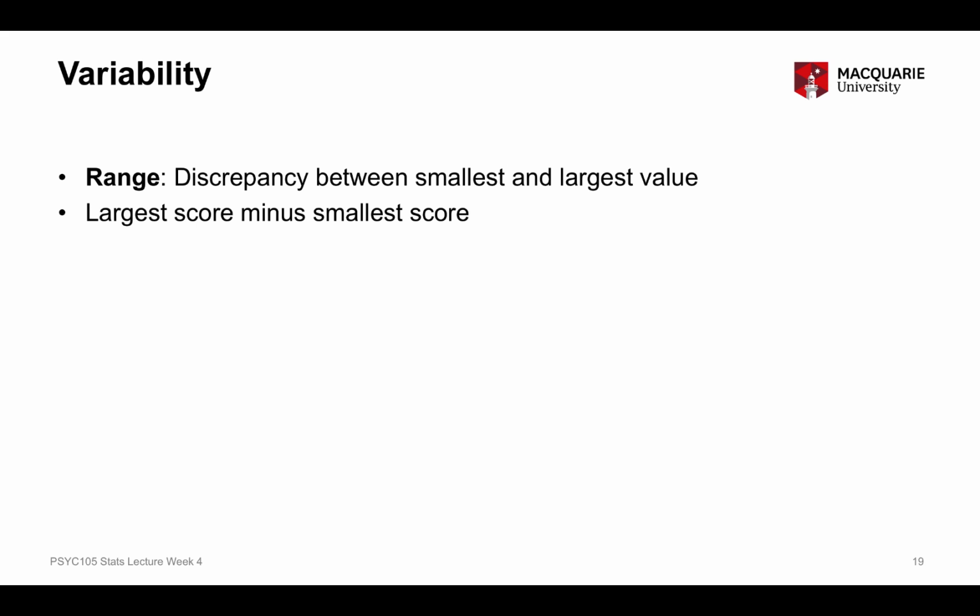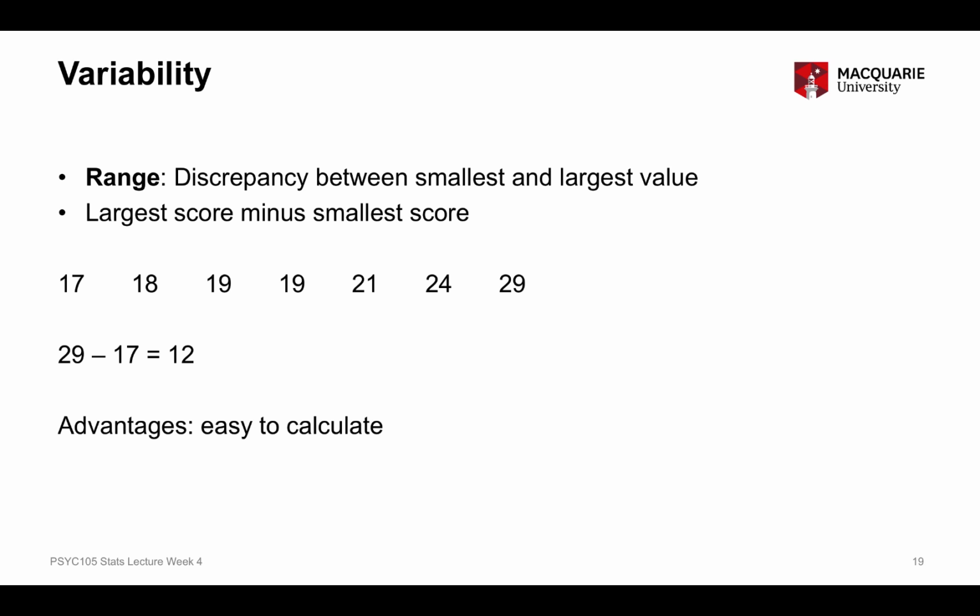So you just literally do the biggest score minus the smallest score to get the range. Using the same spread of scores we had from before, you can see that our biggest score is 29 and our smallest score is 17, so 29 minus 17 gives us a range of 12. So in this particular data set, we have a range of 12.